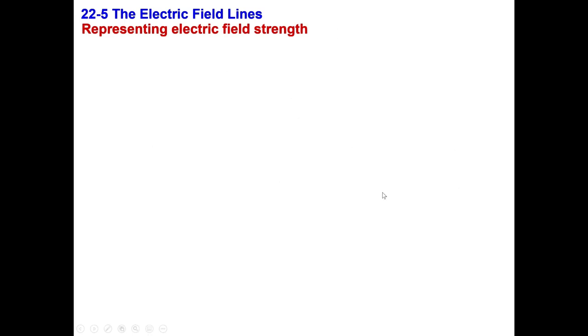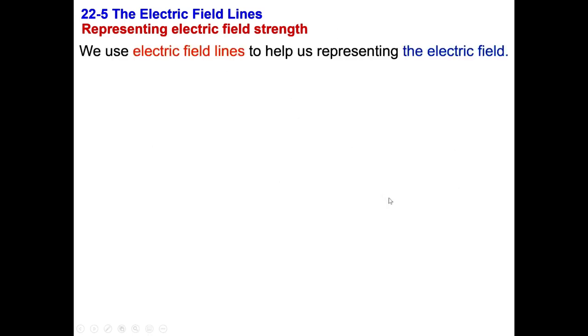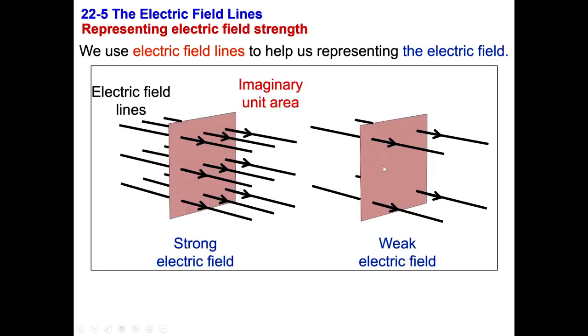Okay? The next thing we can do is use the density of the electric field lines to show the intensity of the electric field, by using the number of lines. So here, for example, we have an imaginary unit area, and we are showing the electric field lines. To the left, we have many electric field lines crossing the area, but to the right, we have only a few. So this indicates that we have a strong electric field in this region, and a weak electric field in this region.